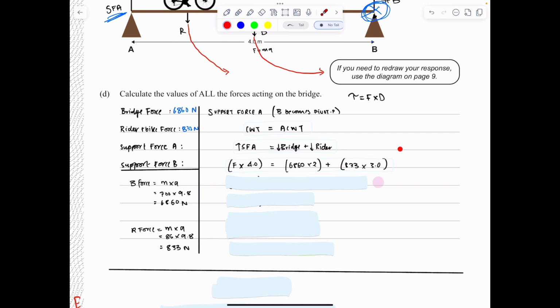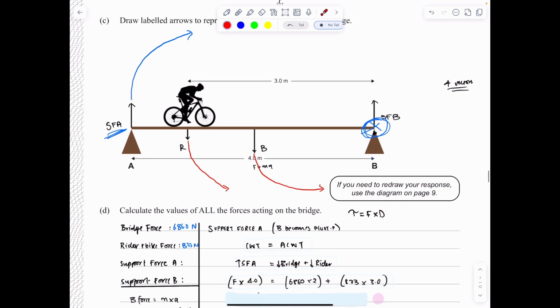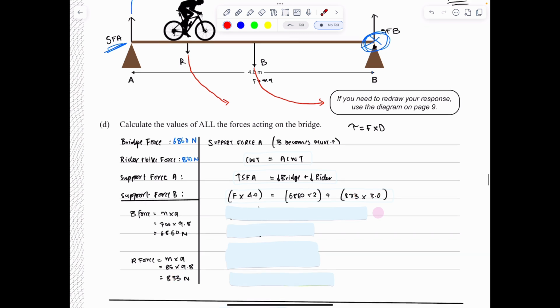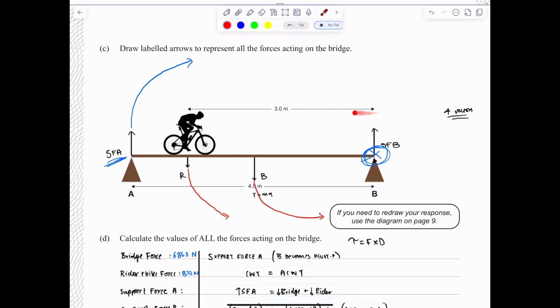Now we have our anti-clockwise torques to figure out. So we've got the torque of the bridge, which is its force times the distance away from the pivot point, and we can see that is 2 meters, because half of 4 meters, which is where the center of mass is, is 2, okay? Then we've got to work out the torque of the rider. So the torque of the rider is the rider's force, which is what we've figured out here, times the distance away from the pivot point B, which is shown by this length over here.